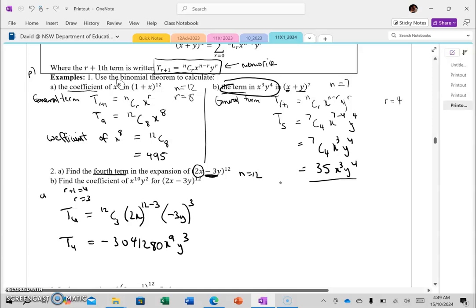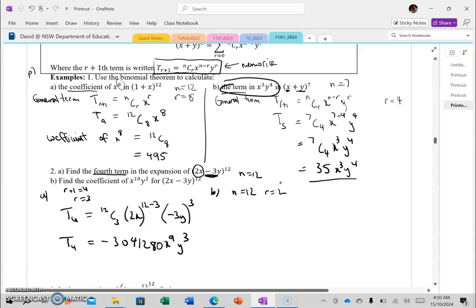Next, B. Find the coefficient of x to the power of 10, y to the power of 2. I can see that's y to the power of 2. That's going to guide me to use r is equal to 2. So for B, we're going to use n is 12, r is 2, and we'll get the required result.